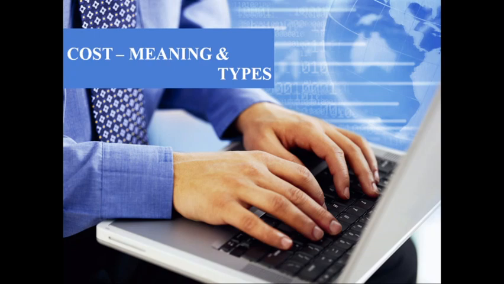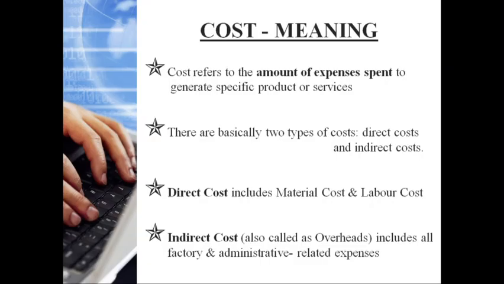So the first topic is the meaning of the word cost and its types. So what is cost? Cost refers to the amount of expenses that is spent for production in a manufacturing concern. So when we talk about cost, it is nothing but the expense. It is the amount of money which is spent for production of goods or services. So cost could be generally categorized into two types. One is direct cost and the other one is indirect cost.